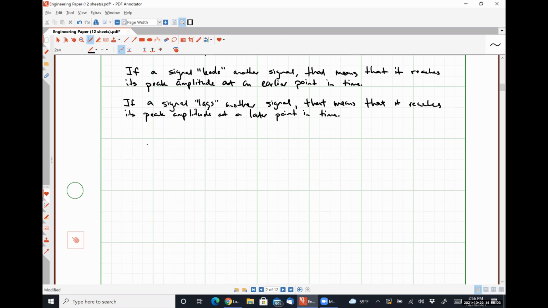So let's say that I have some signal. Actually, let me change the colors here so this will be easier. Let's say that I have VA of t is equal to 6 cosine 15t plus 12 degrees, and VB of t is equal to 8 cosine 15t minus 30 degrees.